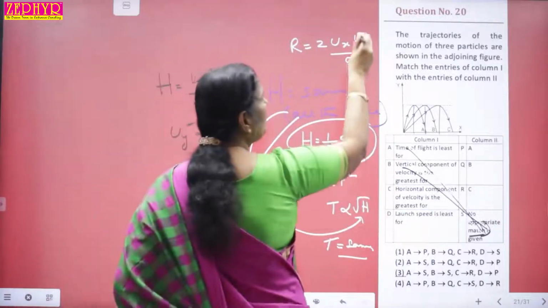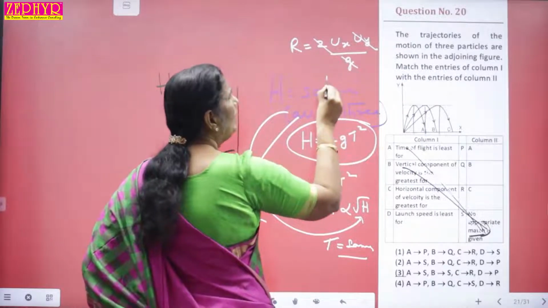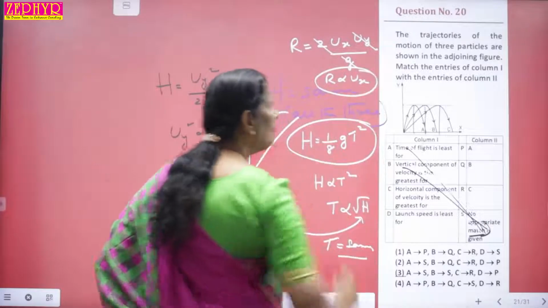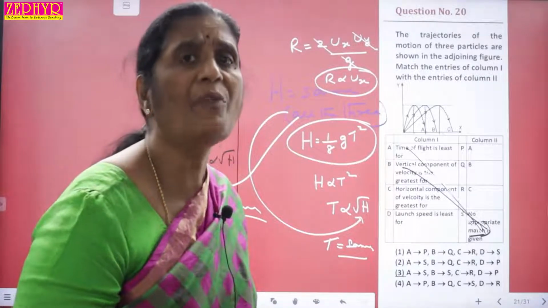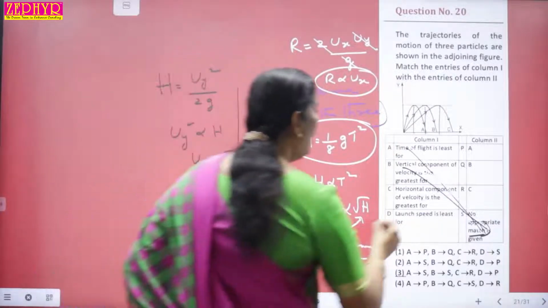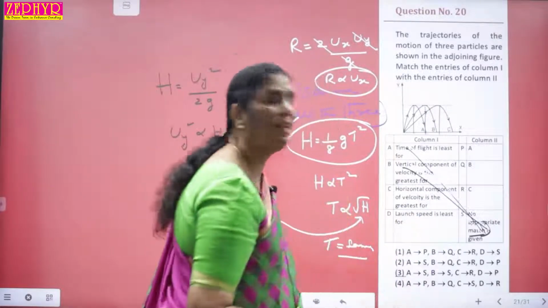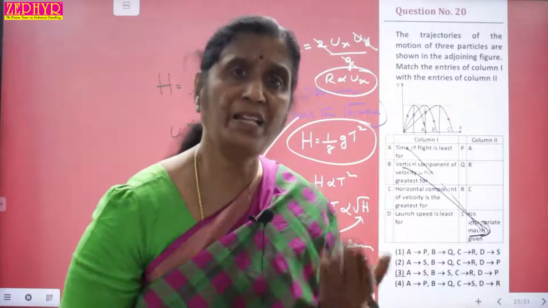Now uy is constant for all, 2 is also constant, g is also constant. So R is proportional to ux. If R is least, ux will be least. If R is maxima, ux will be maxima. So they want the horizontal component greatest. Which will have greatest? The curve which is having more range will have greatest ux.